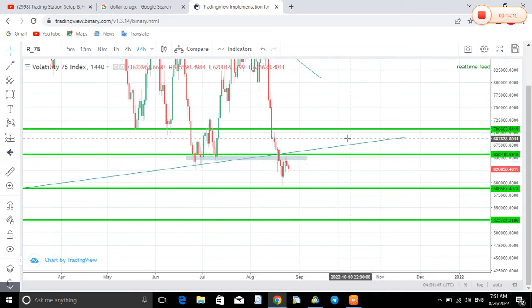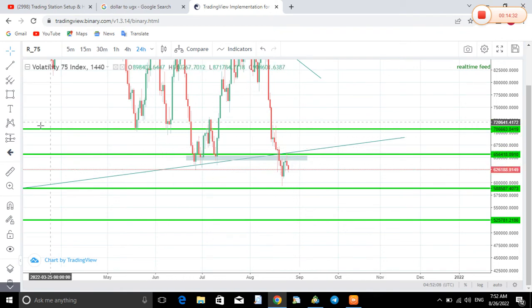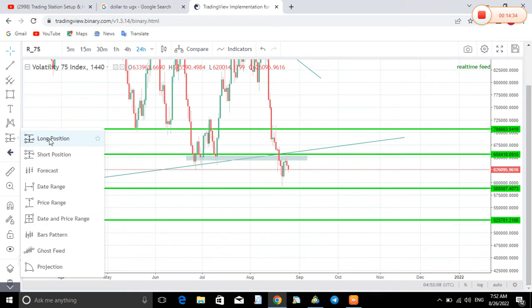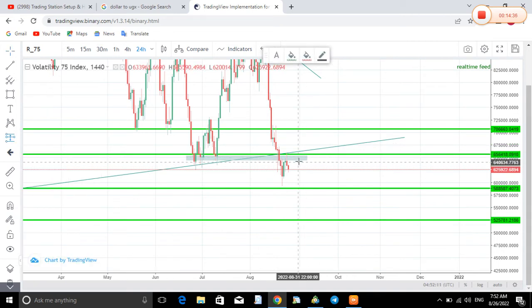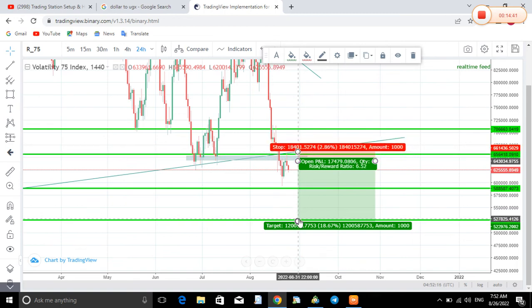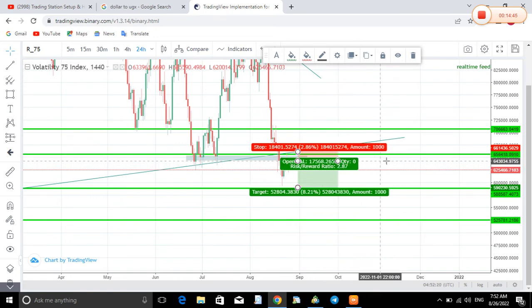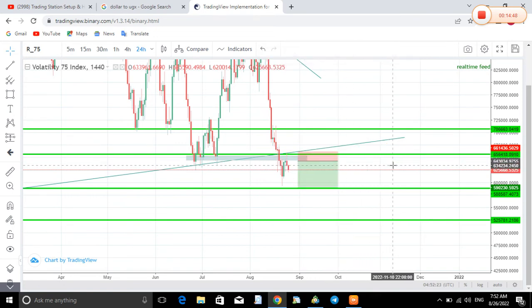So you can clearly see that on this particular resistance level we had the market making a shooting star. Now a shooting star on a resistance level means we have a lot of sellers from this level pushing the price back down to the downside. Now we might see 75 index going short from this level up to this level before we look for our buying positions.